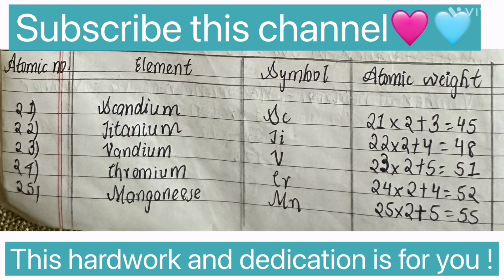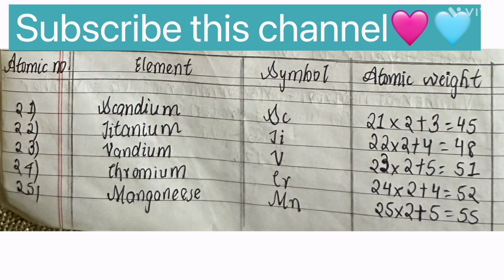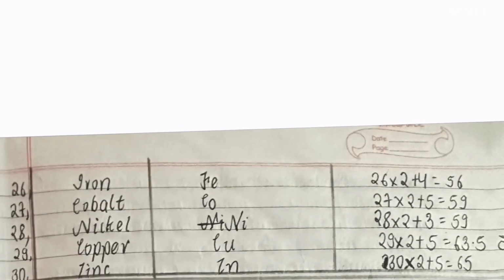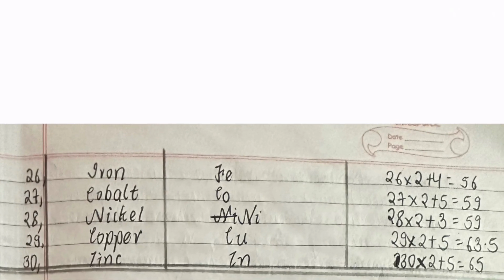So in this way you should do it up to 30. It is the same procedure. 3, 4, 5. In the 21st element you should add 3. In the 22nd element you should add 4. The 23rd element you should add 5. The 24th element you should add 4 and the 25th 5. In the 26th add 4, the 27th add 5. The 28th add 3 and the 29th add 5 and the 30th add 5.